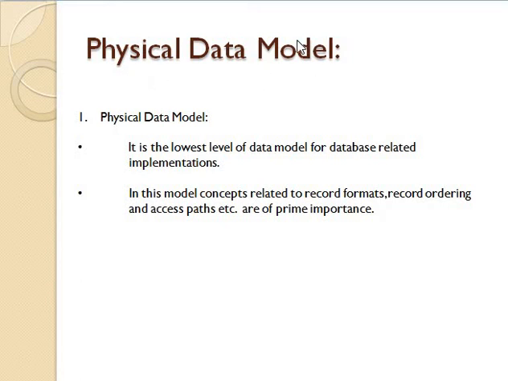The next type of data model is the physical data model. The physical data model is the lowest level of data model for database related implementations. In this model, concepts related to record formats, record ordering, and access paths are of prime importance.